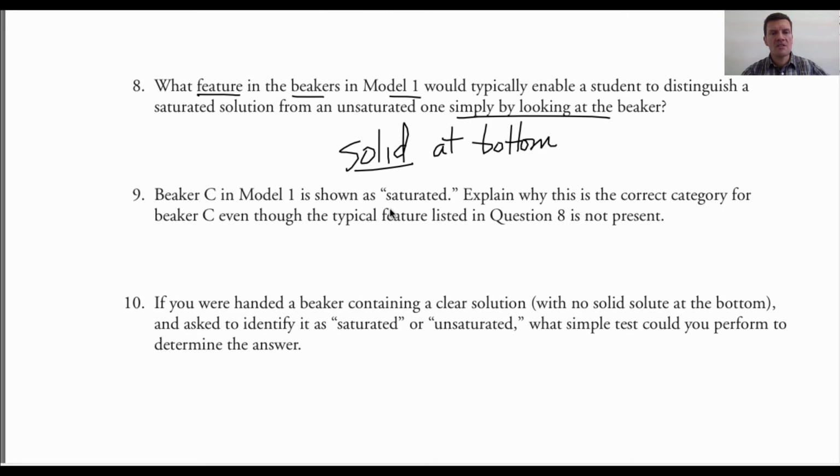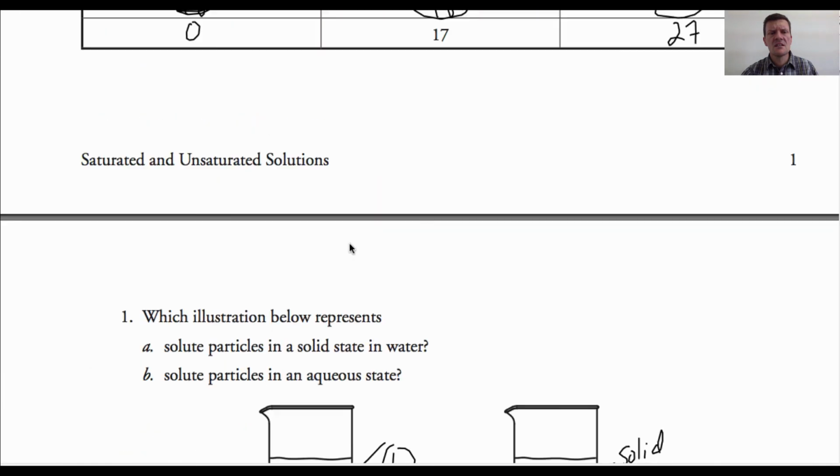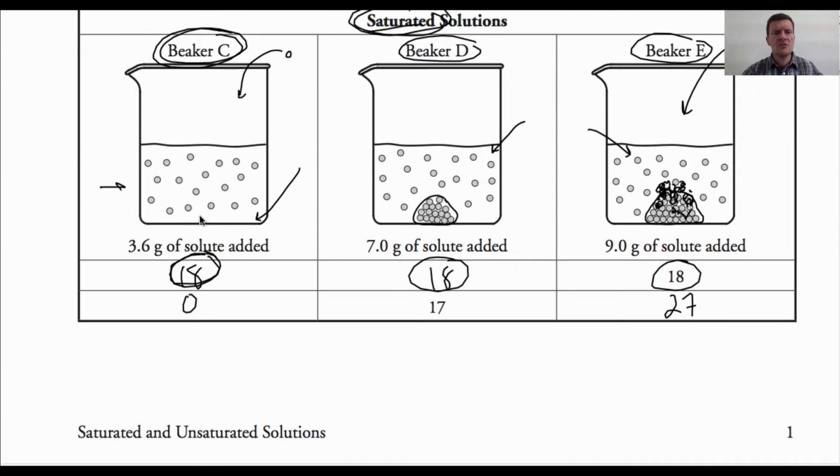Beaker C in Model 1 is shown as saturated. Oh, C. Let's look back at C. Remember C? C was a little bit different. You did not see the same solid crystals at the bottom of the container, but yet we are told it's saturated.